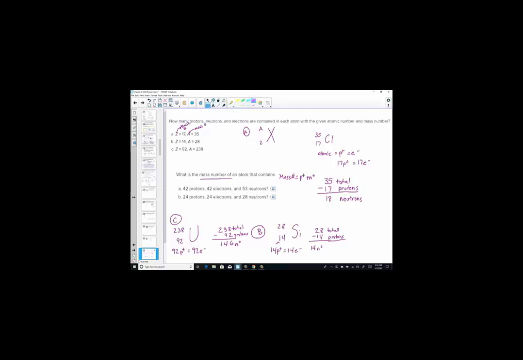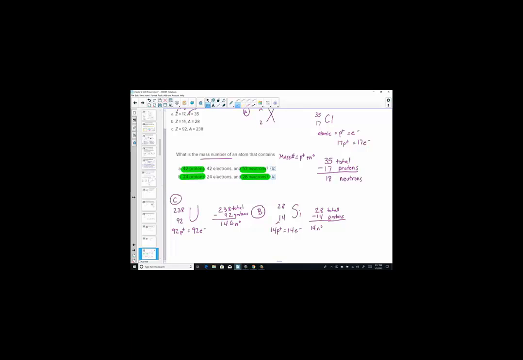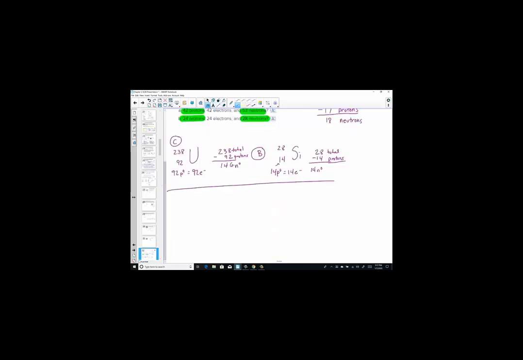And so I'm going to add 42 protons to 53 neutrons. I'll add 24 protons to 28 neutrons. That will give me the mass number. So I'm going to have to give myself a little more room down here. Letter A, 42 protons plus 53 neutrons gives me a mass number of 95. Protons, neutrons. So I can take that into standard isotopic notation.